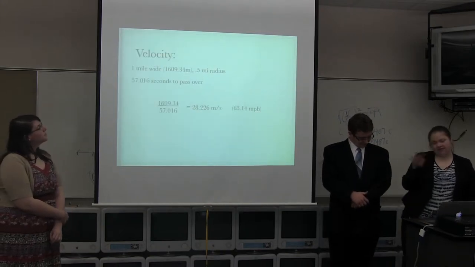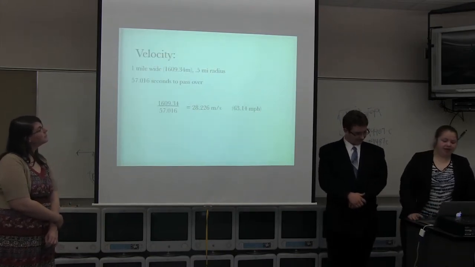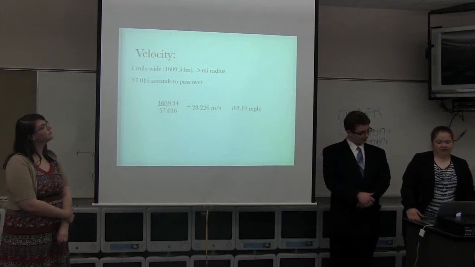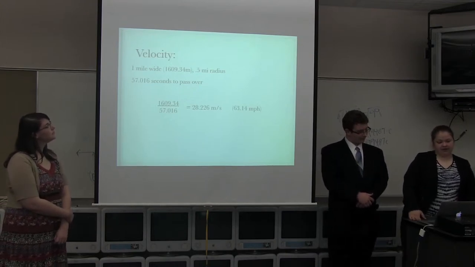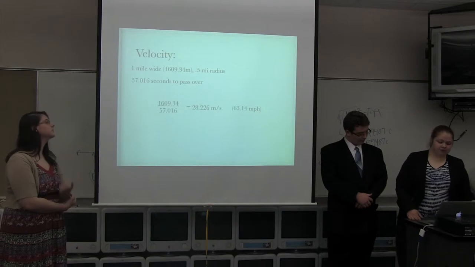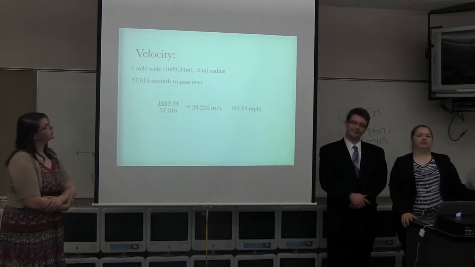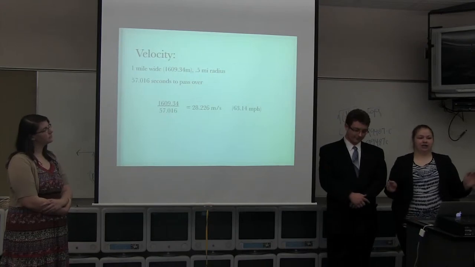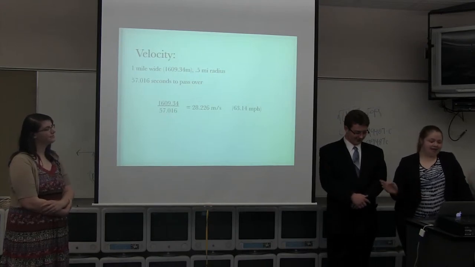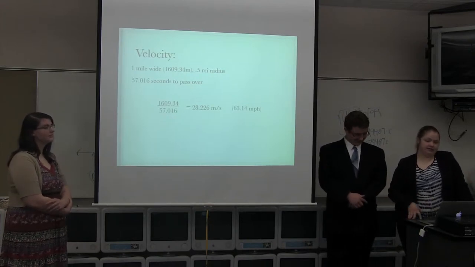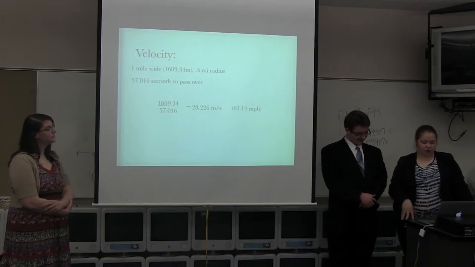Okay, so we wanted to find the velocity of the tornado. In the movie, it said that the tornado was a mile wide, or 1,609.34 meters, so a 0.5 mile radius. In one of the last scenes, Bill and Jo are in this little shed, and it takes 57.016 seconds for the tornado to pass over.